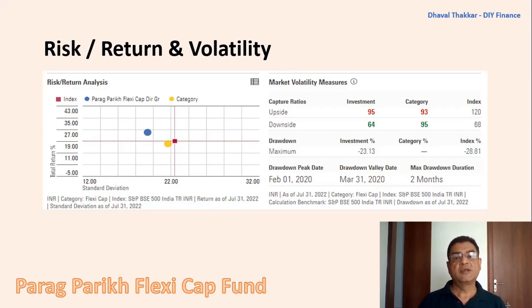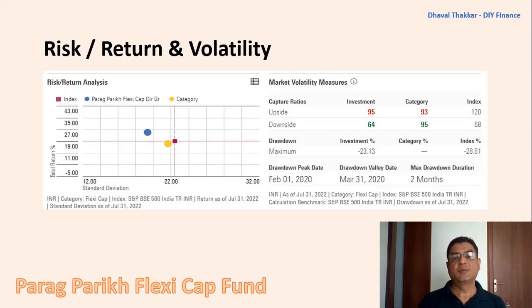Now let's see the risk return graph. Here on the x-axis we have standard deviation, whereas on the y-axis we have total returns. It is very evident from the graph that the fund has better total returns with lesser standard deviation as compared to the category average and the index, which indicates that the fund has been able to generate good returns with less volatility than both its category and index. Here on almost all risk parameters, Parag Parikh Flexicap fund performs better than the benchmark and the category average, which is a positive sign for a fund.